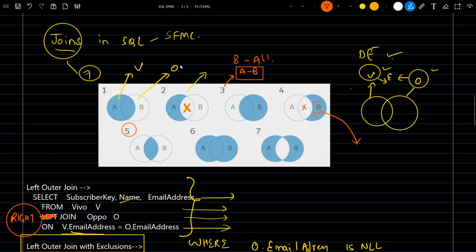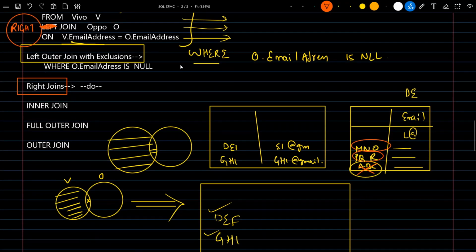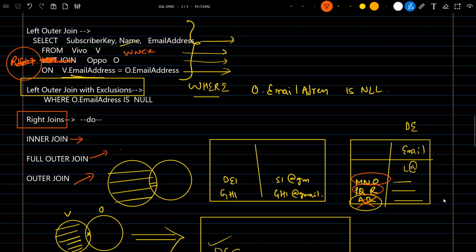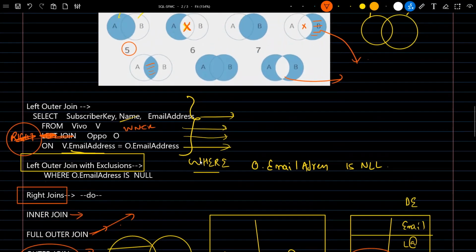Similarly, coming to the fifth one, the intersection. It is the same as earlier, and it is called inner join. Just write inner join. We need not write any condition, we need not write anything. In place of right join, we will just write inner join. In place of full outer join, we will write full outer join. For outer join, there is no direct keyword, so through full outer join we will be achieving the outer join. Let's see how we are achieving it.